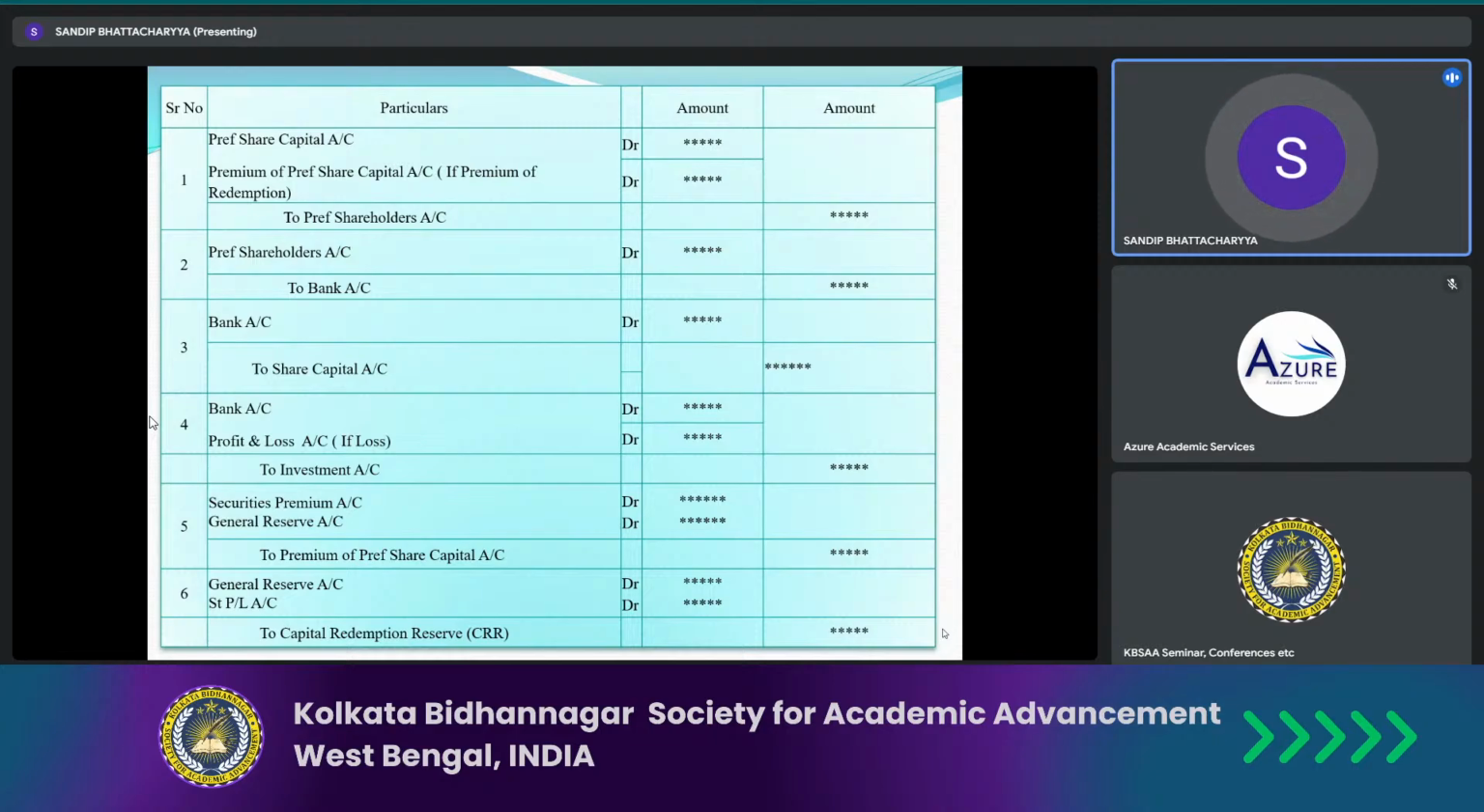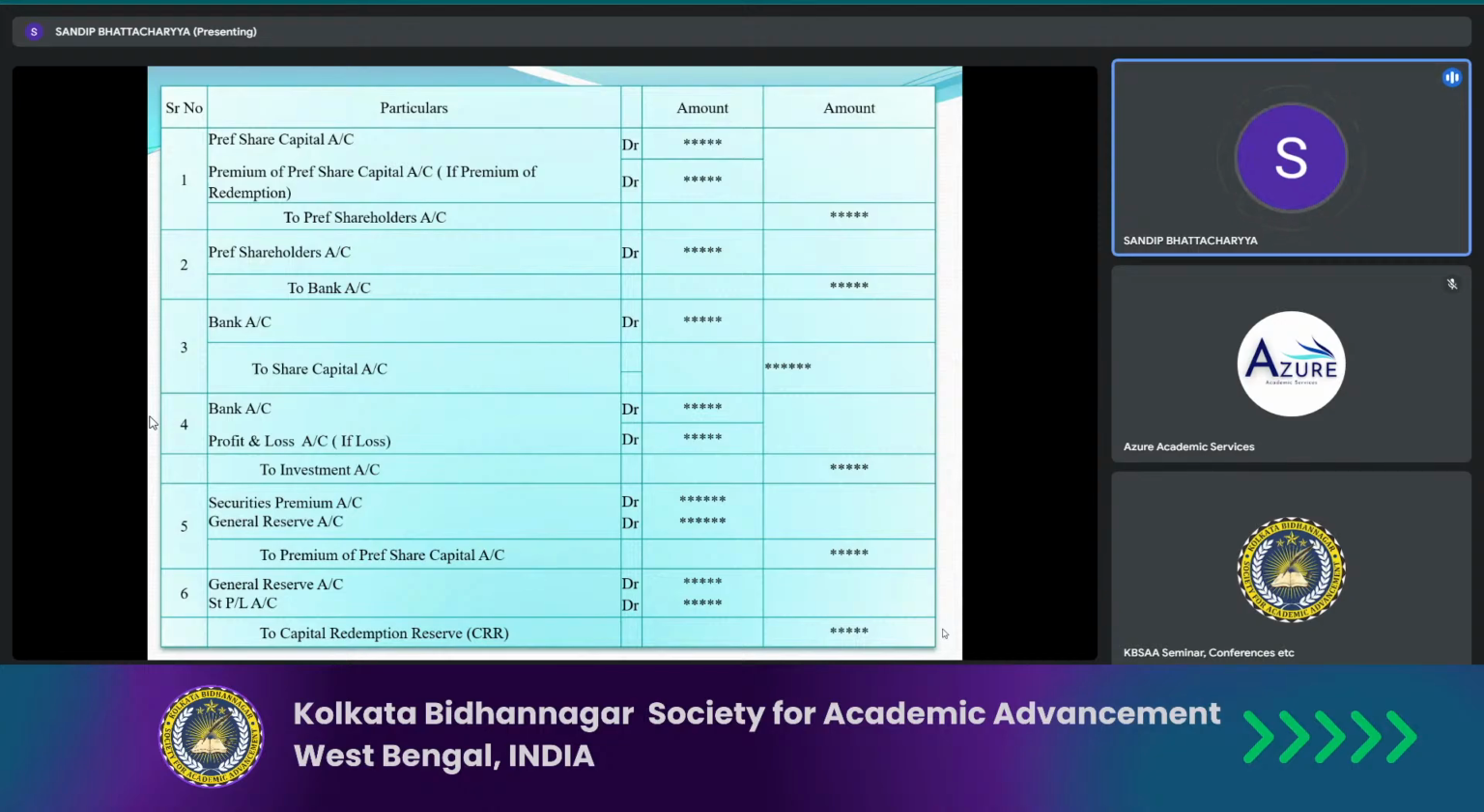Journal entry number 3, as you can see, is bank account debit to share capital. If you go through the issue of shares, then obviously if you are to enter share capital, that means you are issuing a new category of shares, and your bank account will be debited. The liquidity flows into your company. So the essence is bank account debit to share capital, that means your company is issuing a new category of share.